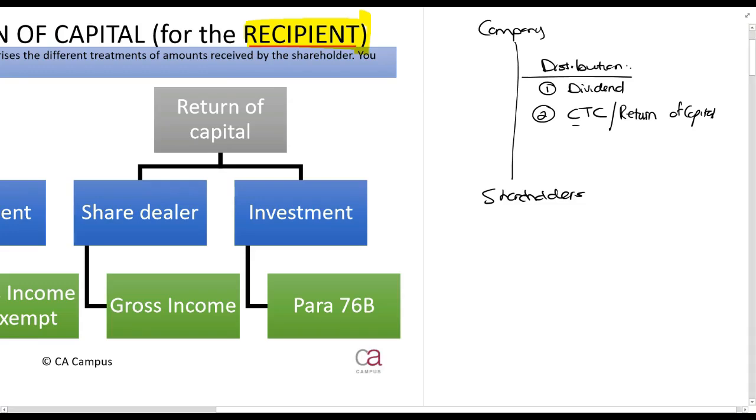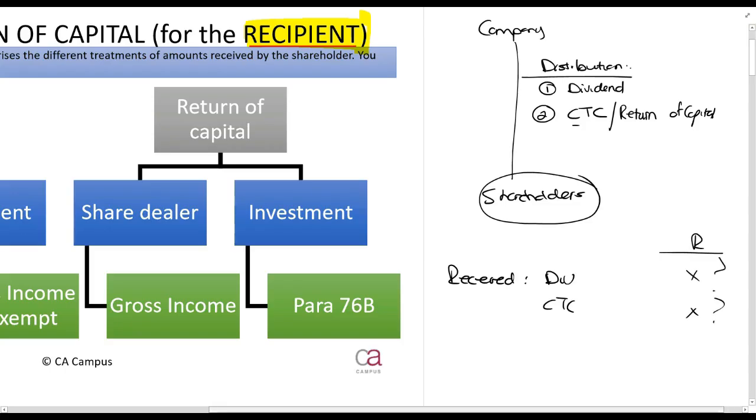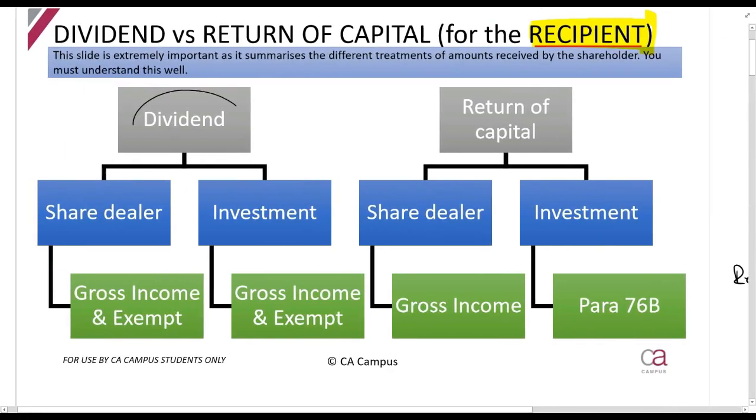Okay. Now, we are looking at it now from the shareholder's perspective. So the shareholder is going to do this calculation where it says it received a dividend or it received contributed tax capital. And what do we do with that? That's the question we have to ask now. So now, dividend, return of capital. So that's the first thing. The two different situations you can get.